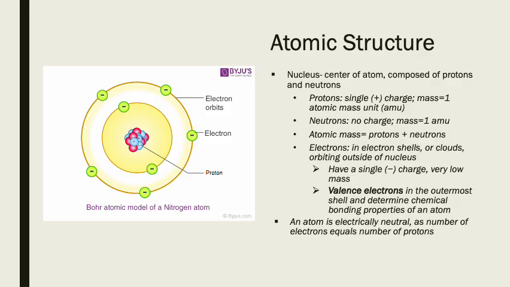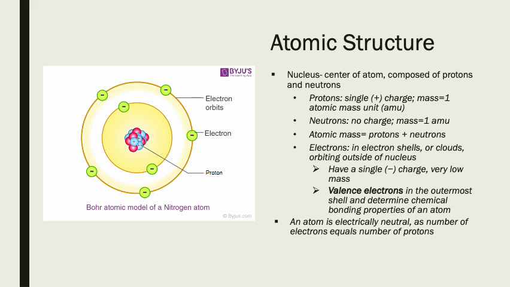Okay, let's talk about atoms and what they are made of. So an atom has a nucleus, which is the very center. A nucleus is composed of protons and neutrons. So a proton is a single positively charged unit. It has a mass of 1. So a proton is positive and it weighs 1 AMU or atomic mass unit.